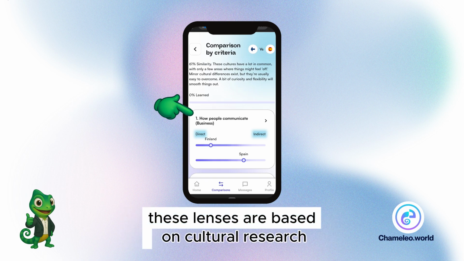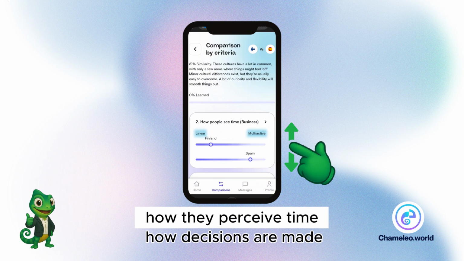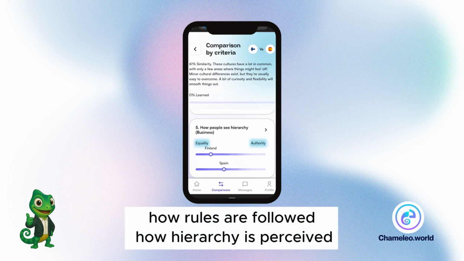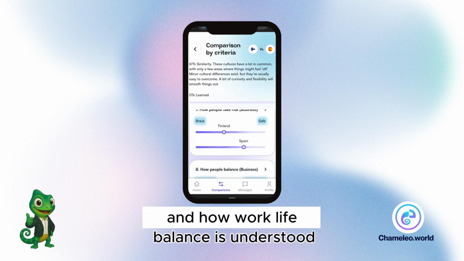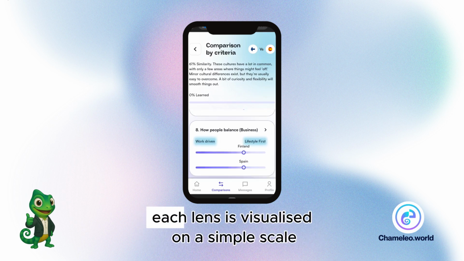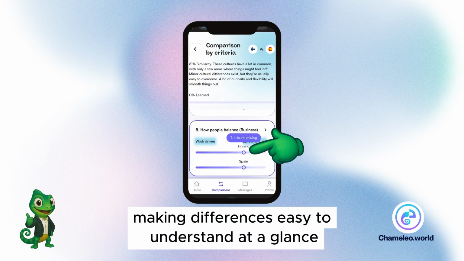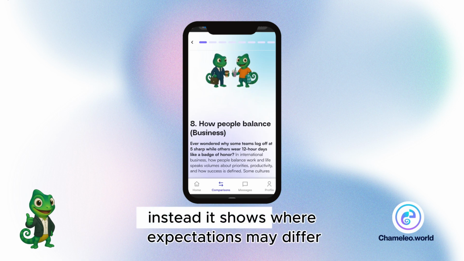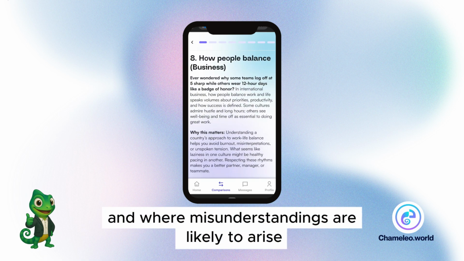These lenses are based on cultural research and include how people communicate, how they perceive time, how decisions are made, how rules are followed, how hierarchy is perceived, how trust is built, how risk is approached, and how work-life balance is understood. Each lens is visualized on a simple scale, making differences easy to understand at a glance. Chameleo does not say who is right or wrong. Instead, it shows where expectations may differ and where misunderstandings are likely to arise.